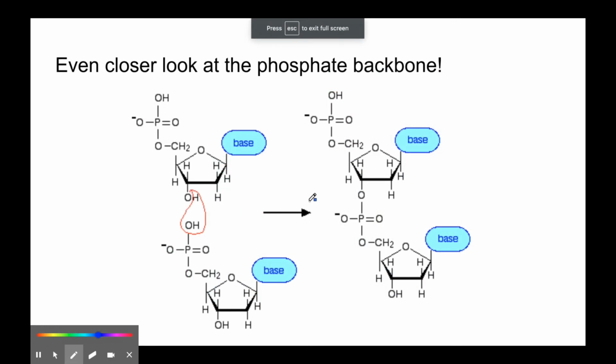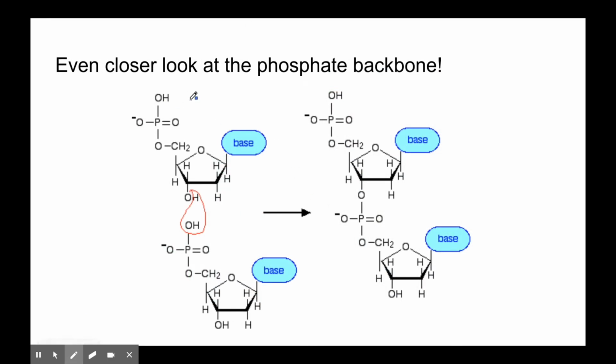Let's take note that DNA is negatively charged because of the phosphate backbone. This is because the phosphate is negatively charged.